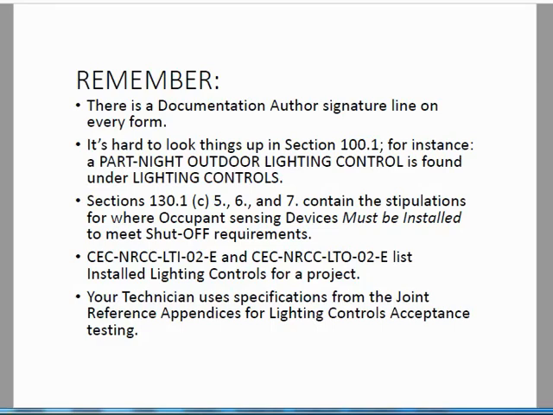It's hard to look things up in section 100.1. Remember that 100.1 definitions has categories that are in there alphabetically. And so, for instance, a lighting control would be found in the lighting controls section and not necessarily alphabetically listed throughout the definitions. Remember that in some cases, you must install an occupant sensing device to satisfy shutoff controls code. If you're not stipulated under 130.1 Charlie 5, 6, and 7 that you must use an occupant sensing device, then it would be your choice of an occupant sensing device or a scheduler or a timer.